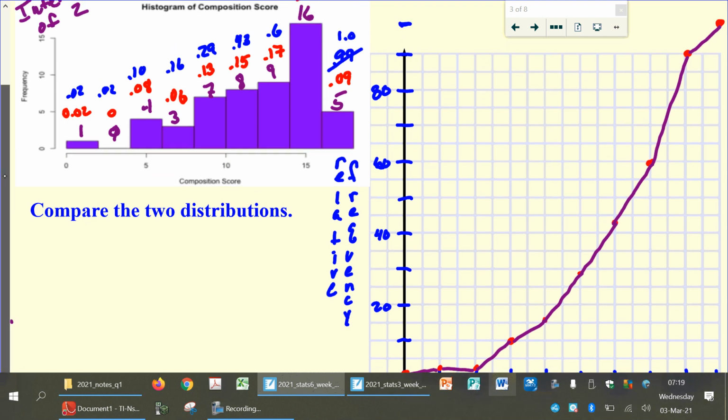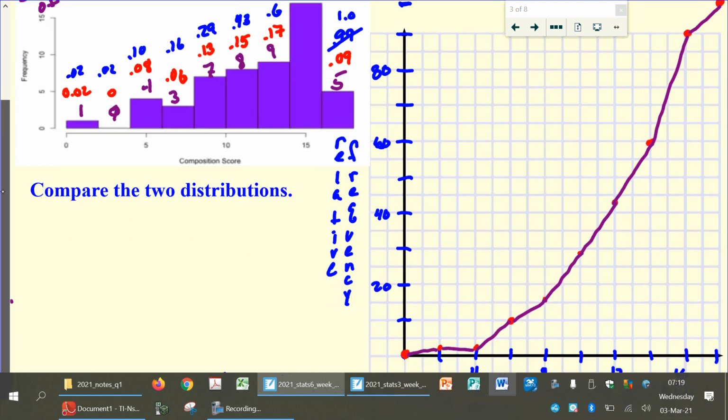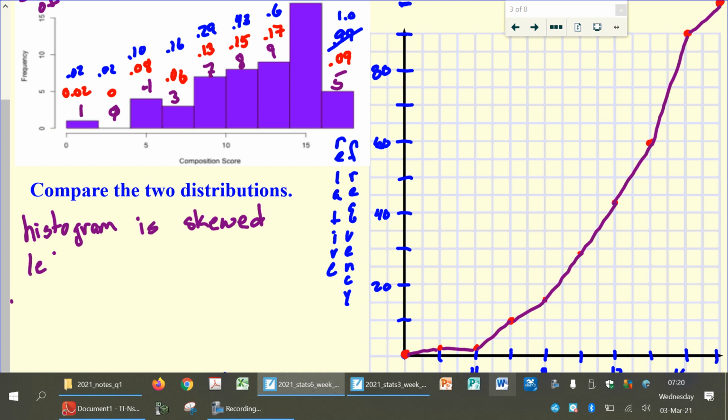So what I'm going to ask here in this next question, as you can see, is it curving? We got a couple of spots where it got really steep. And we're asked to compare the two distributions. So we can tell from the histogram, the histogram is skewed left and unimodal.